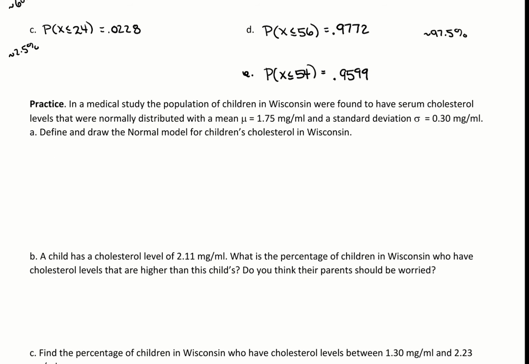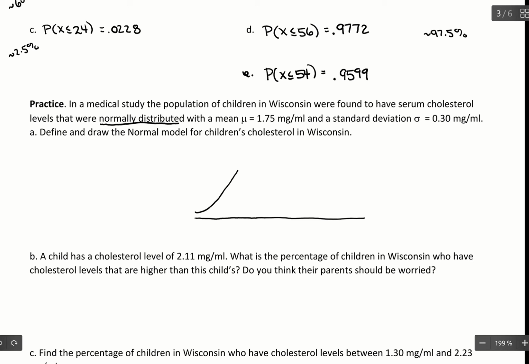Here's a medical study, and they found serum cholesterol levels, and it's normally distributed. So when you see normally distributed, what you can immediately do is imagine this bell-shaped curve. So we know we have something like this. It also tells us that when we go to GeoGebra, we can use that normal distribution. And they tell us about this mean and standard deviation.